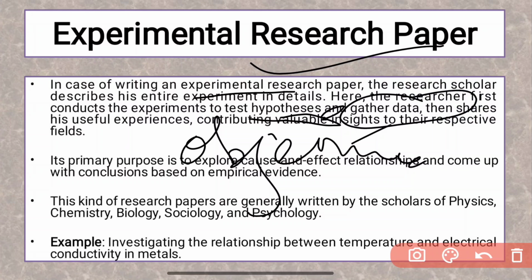So these kinds of research papers are basically based on sciences, say physics, chemistry, biology, and sometimes they are also used in the social sciences. Now the example could be investigating the relationship between temperature and electrical conductivity in metals, right? For conducting such an experiment, you need to have certain tools and certain methodology to be followed, right? You have to describe everything in the research paper.